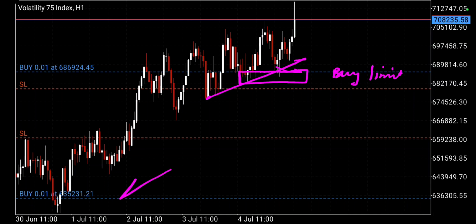So this is the main trade, and this was just me trying to add on to what I already have. And you can see the price didn't even waste time. It came in, triggered my buy limit, and then it went up.